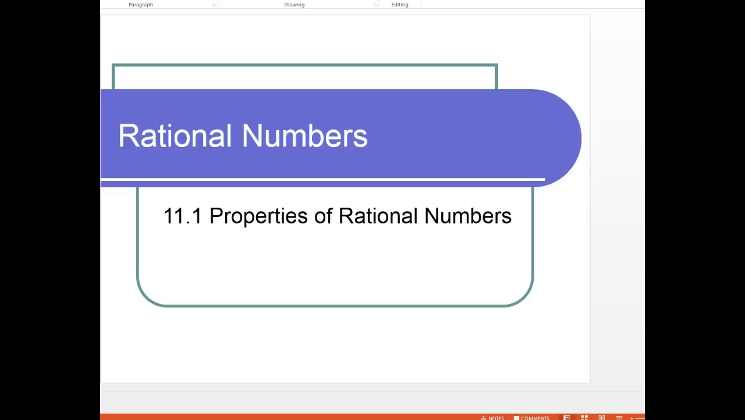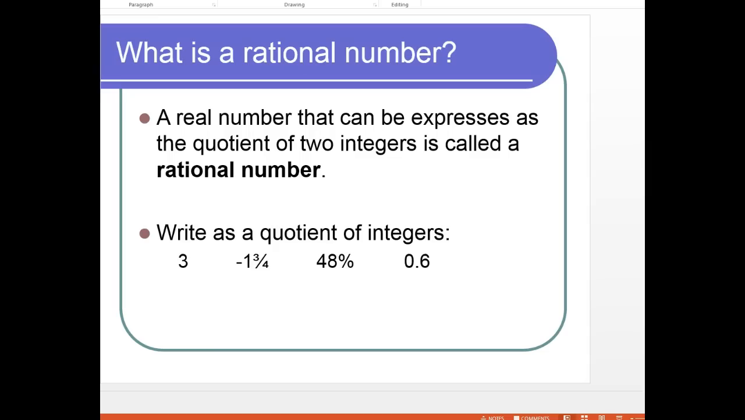If we look up here above my board and we read the definition, a rational number is a number that can be expressed as the ratio of two integers. And the easiest way to say it's a ratio is to write it as a fraction. So a real number that can be expressed as the quotient of two integers is called a rational number. You and I know quotient means division, and the way that we show a division problem now in algebra is by using the fraction bar.